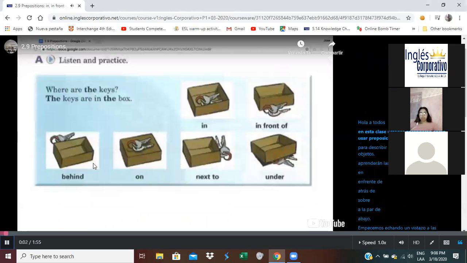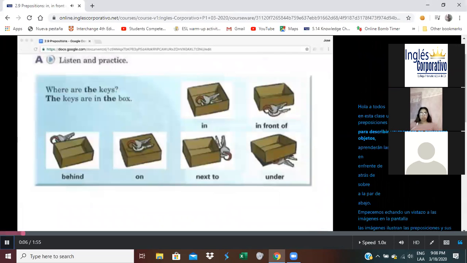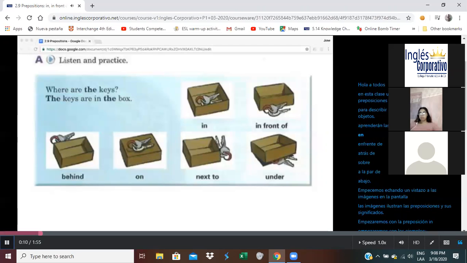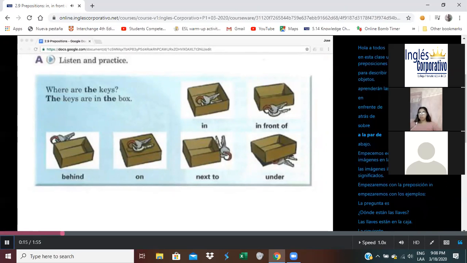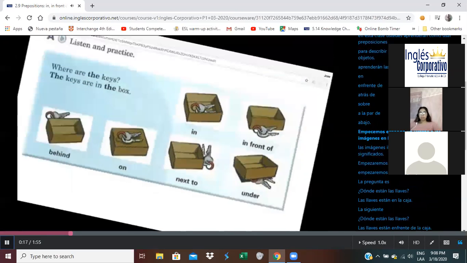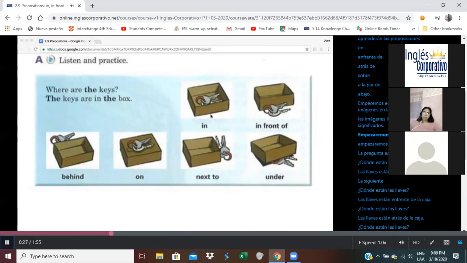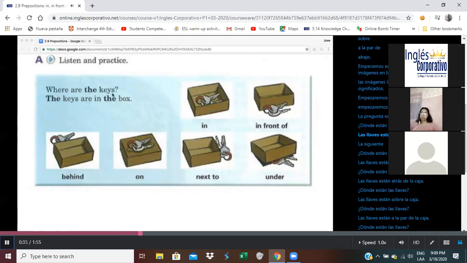Hi, everyone. In this class, you'll learn how to use prepositions in order to describe the location of different objects. You'll learn the prepositions in front of, behind, on, next to, and under. Let's start by looking at the images on the screen. The images illustrate the preposition and its meaning. Let's start with the preposition in. We will start with the example. The question is, where are the keys? The keys are in the box.